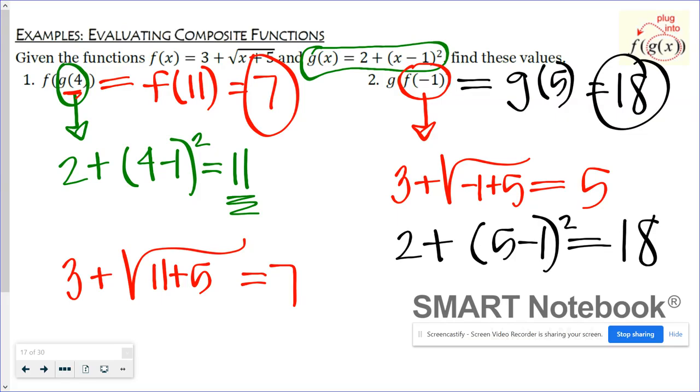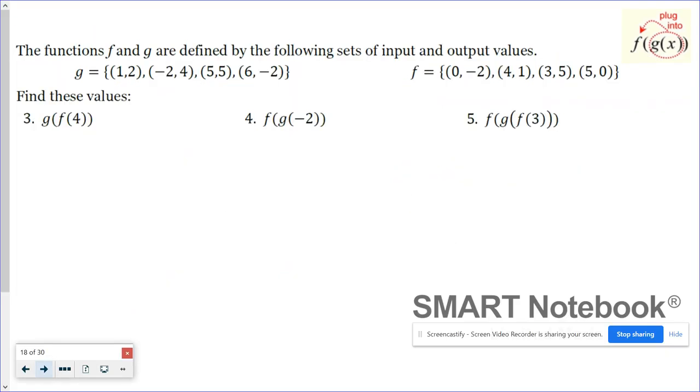So we've evaluated functions before. When we evaluate composite functions, we're just doing it twice. Evaluate the inside, plug that answer into that outside function. Now I can do this with a set of ordered pairs as well. So in number 3, it says g of f of 4. So start on the inside, f of 4.